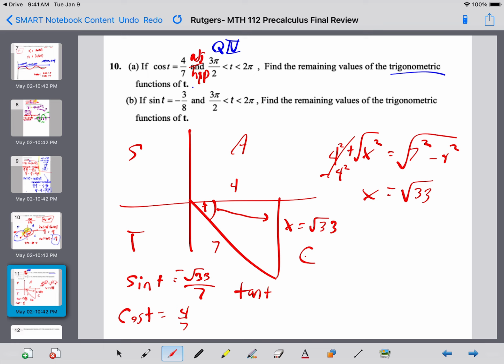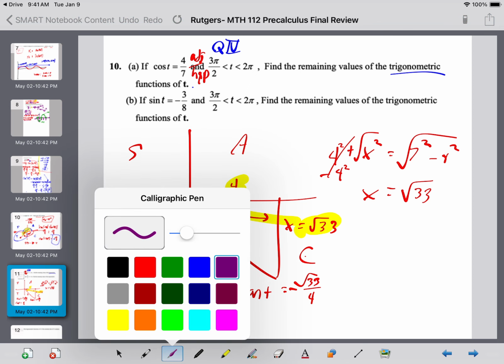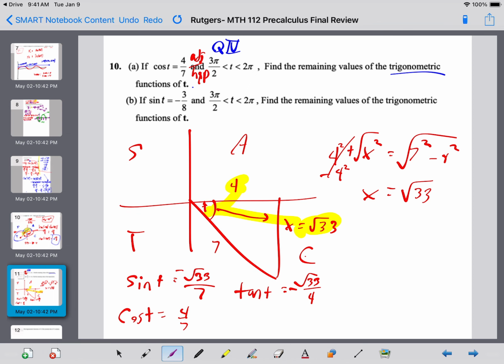Tangent is sine over cosine, but you might as well just use a triangle. Opposite over adjacent, square root of 33 over 4. And then because it is in quadrant 4, only cosine's positive, so it's negative. And then your reciprocal trig functions would be secant of t, which is the reciprocal of cosine. So that's going to be 7 over 4.